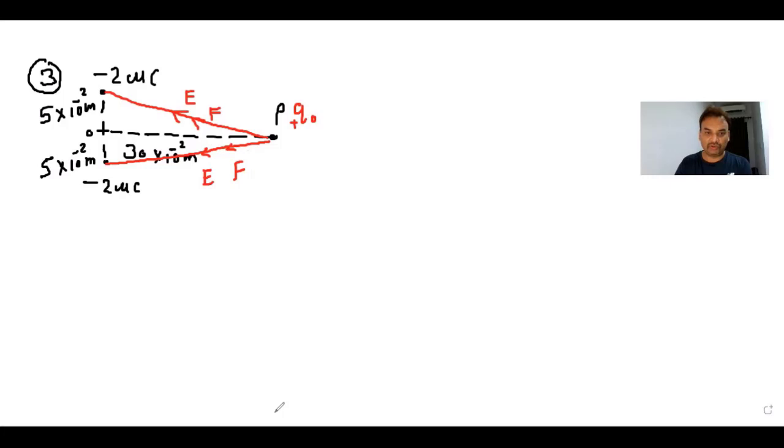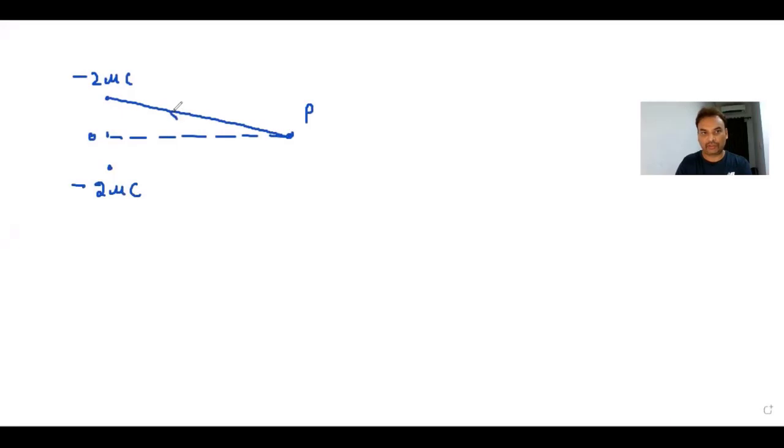So if I resolve the upper electric field and the lower electric field into components, let me take this angle as theta, this angle also as theta. So now I can resolve this. So again, let me make the diagram again.